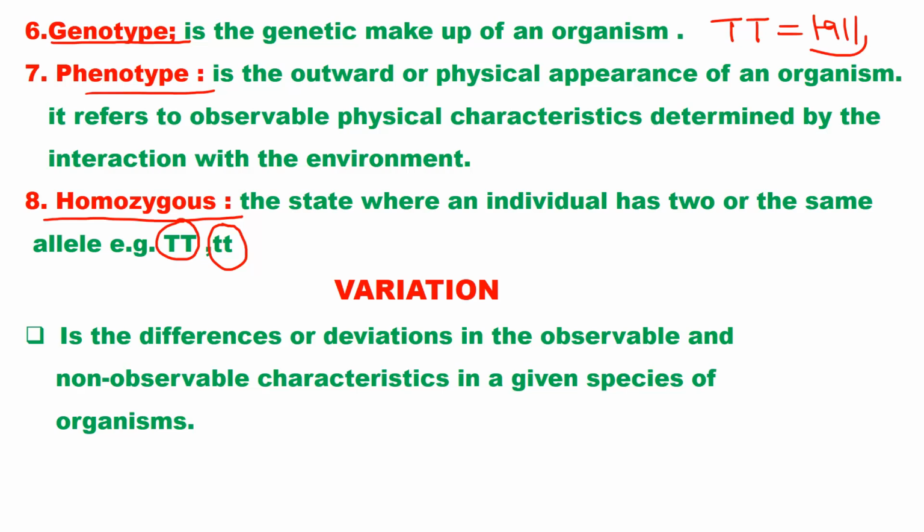But in addition to this, we can talk of heterozygous. Heterozygous means someone has alleles that are different. So for example, for the same height, T and small letter t, that is heterozygous. So one individual has two different alleles. That is what you call heterozygous, that heterozygous condition.